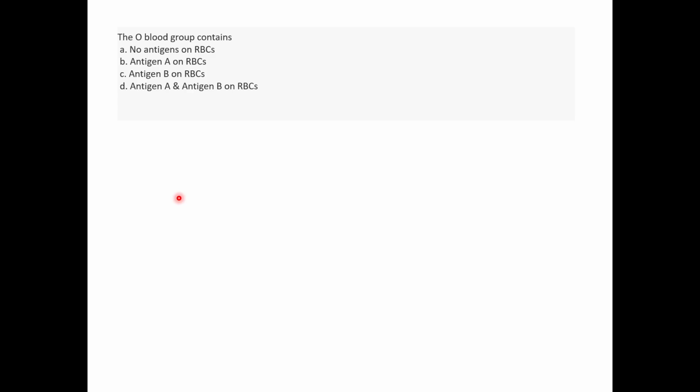Then coming to the blood types, I think you guys can answer. The O blood group contains what could be the answer? Can anybody answer? Try to answer this. Does it have A antigen, B antigen? Does it have both or no antigens? Option A. Yeah, correct. So it has no antigens. That is why it is O blood group.